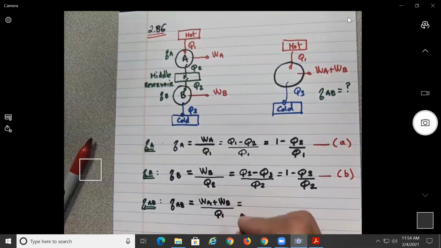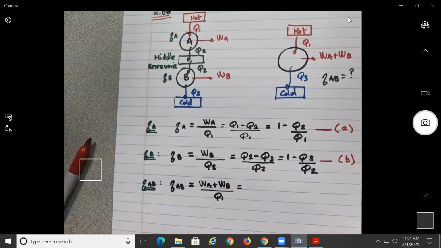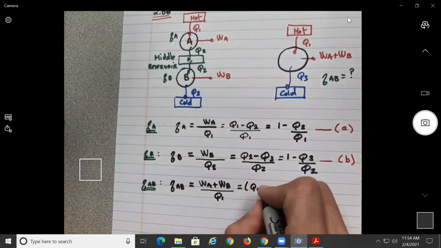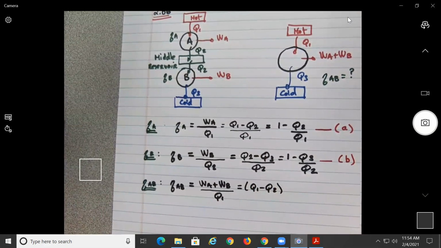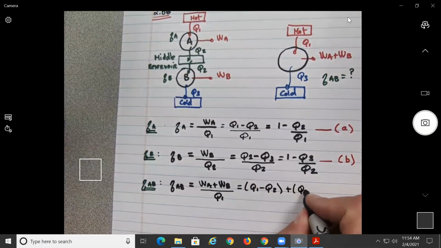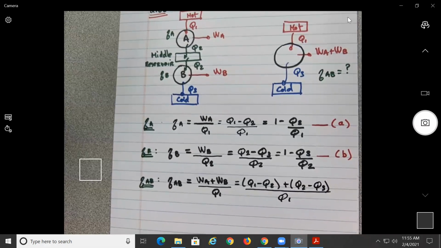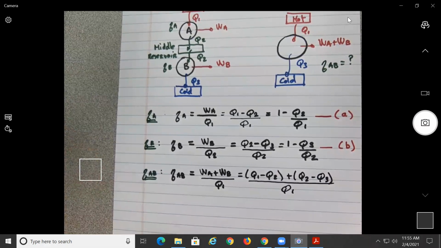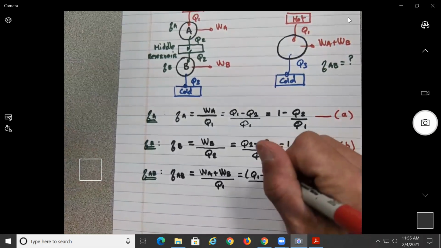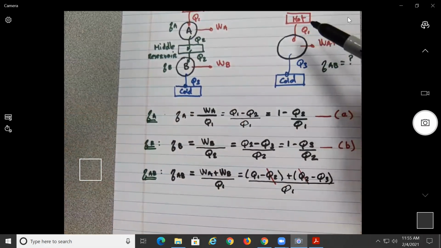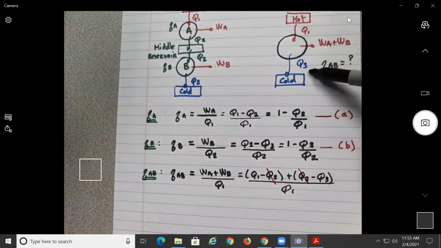Okay, so now maybe you could do it directly, but let's do it slowly. From this figure, what is the work sub A? It is Q sub 1 minus Q sub 2, and same thing as we have over here. And work B will be Q sub 2 minus Q sub 3, divided by Q sub 1. You can see right away that the Q sub 2 will cancel out. But you already knew that from this figure, no? Okay, what will be your guess? What is the amount of work you can get should be equal to what? Q sub 1 minus Q sub 3, no?